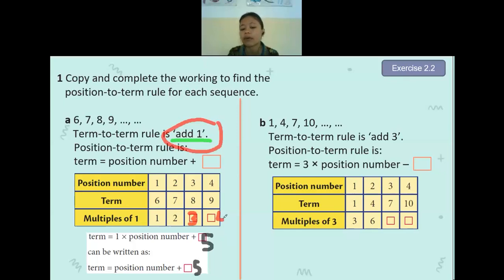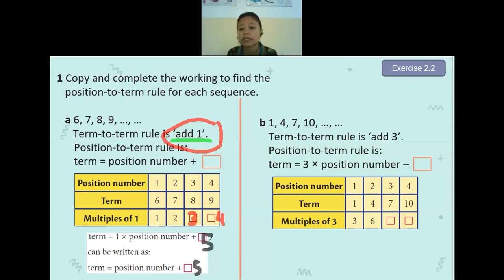After we are done finding the multiples of the term to term rule, you need to find the difference between the multiples of the term to term rule and its terms. From 1 to 6, the difference is 5. From 2 to 7, the difference is 5. From 3 to 8, the difference is 5. From 4 to 9, the difference is 5.